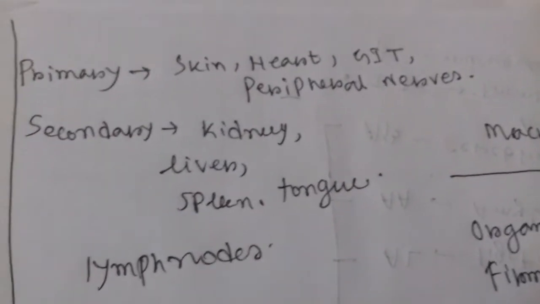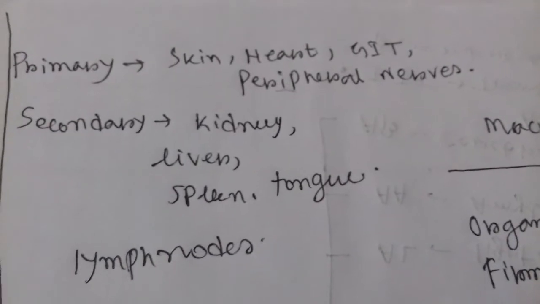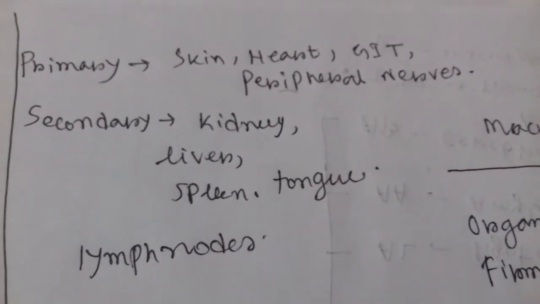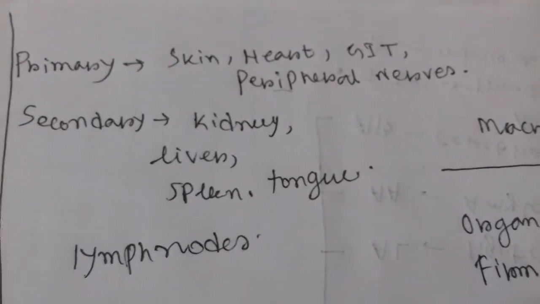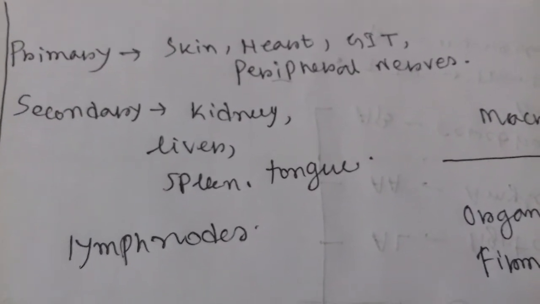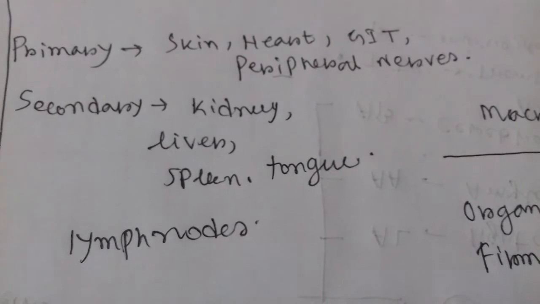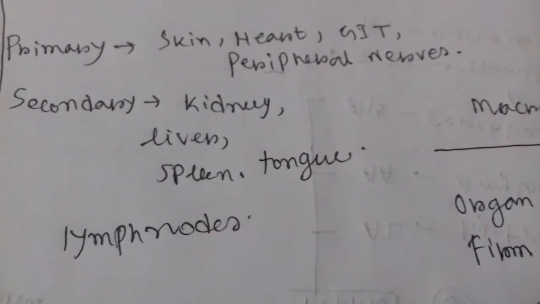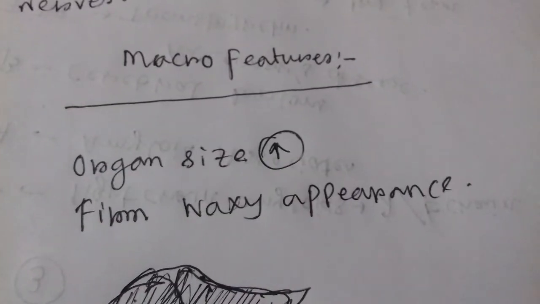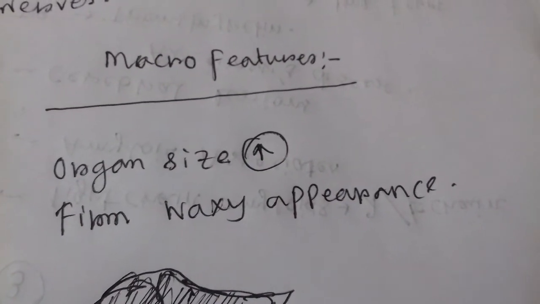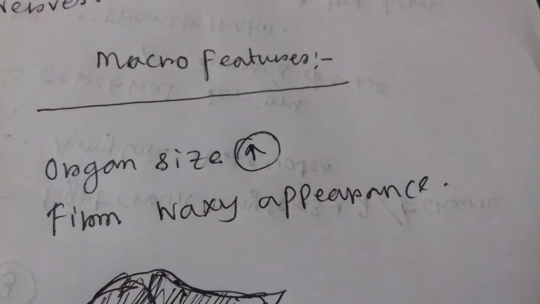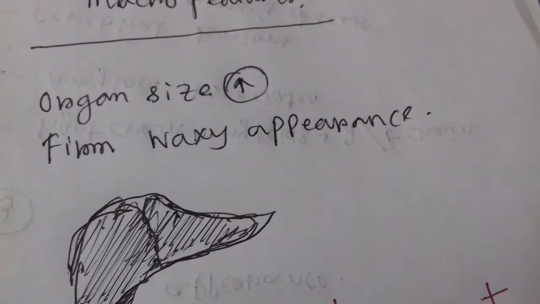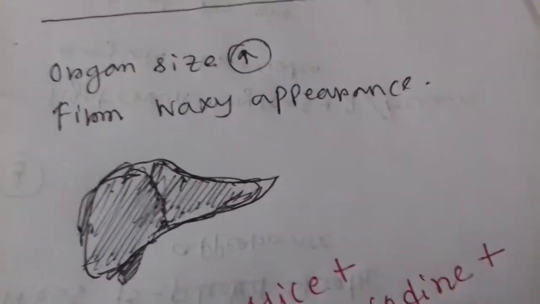Now, in case of primary amyloidosis, the organs affected are skin, heart, GIT, gastrointestinal tract, and the peripheral nerves. And in case of secondary amyloidosis, the kidney, liver, spleen, tongue, and the lymph nodes are mainly affected. There are some macro features seen in amyloidosis. The organ size increases, and in cross section of the organ we can see a firm waxy appearance of the organ.